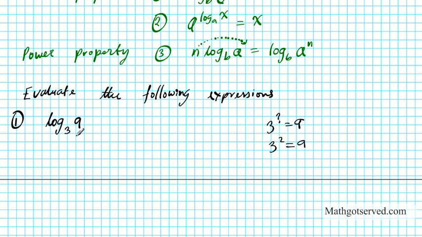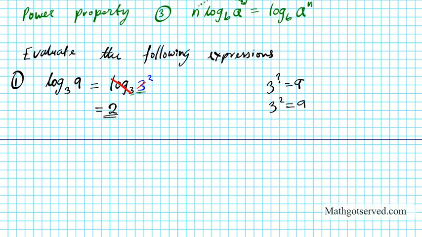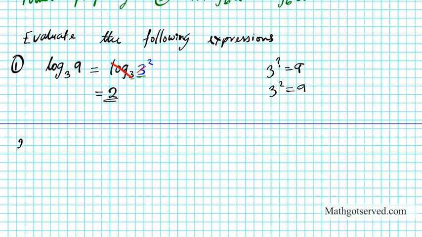Okay, so this can be written as log base 3 of 3 to the second power. I substituted 3 squared for 9. So the goal is for the base of the logarithm and the argument of the logarithm to match, and that's the case here. So using the inverse property of logarithms, these two cancel out, and you're left with 2. Okay, so that's your answer. All right, moving along to question 2.